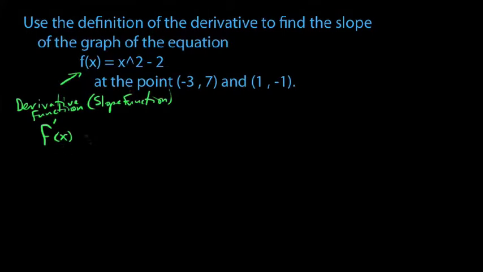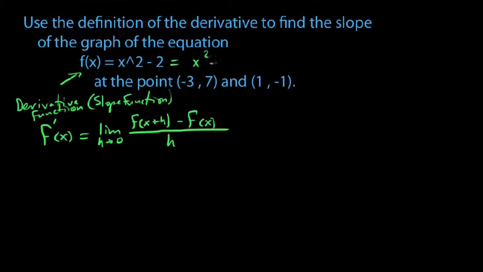So we say f prime of x is equal to the limit as h approaches 0 of this expression: f of x plus h minus f of x, all over h. Okay, so let's keep this in mind. We already know our function from above. This is x squared minus 2.